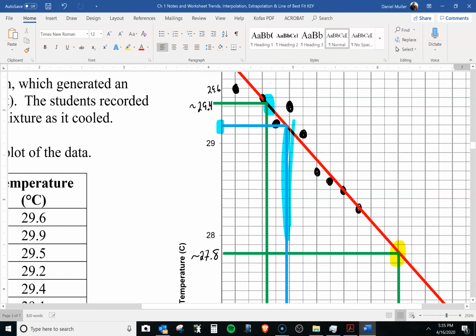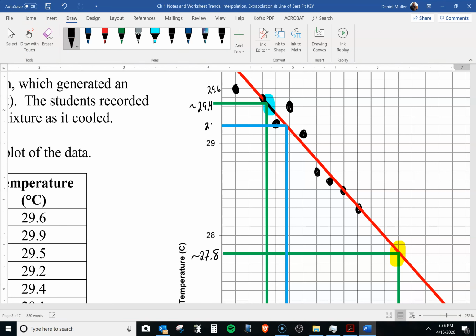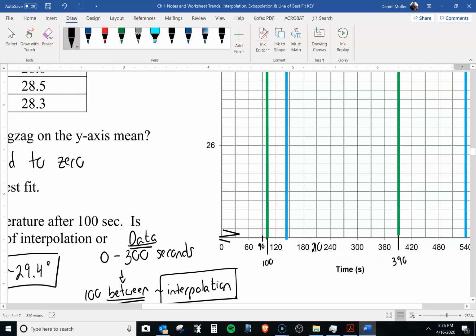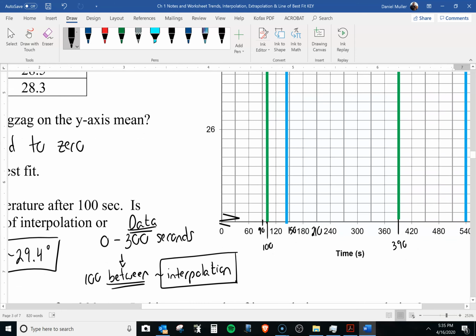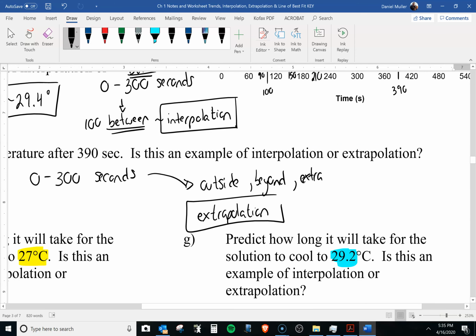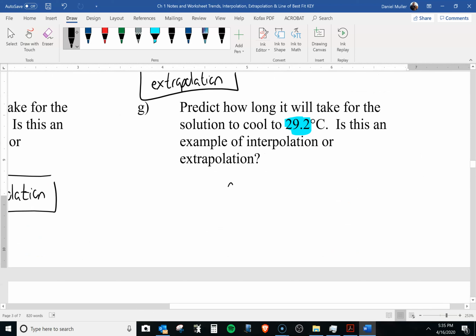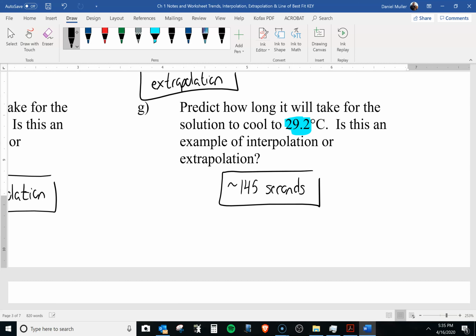I've drawn my line here and went over. This is 29.2. I went over until I hit my line of best fit, and now I can look down and see where I land. There's 120. This is 150. So it's just a little bit before. So I don't know exactly what that is. You can say approximately 150, or you can say approximately 145. Again, we're kind of just guessing. Approximately 145 seconds. And it wants to know, is that interpolation or is it extrapolation?